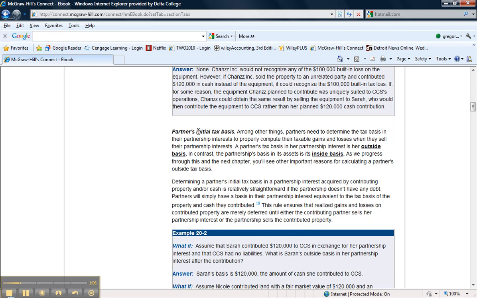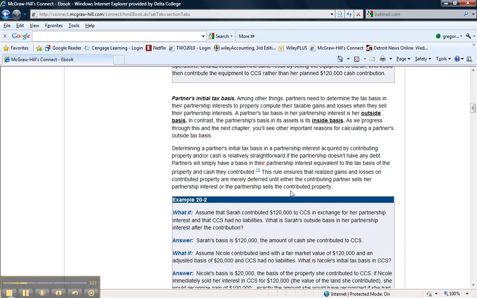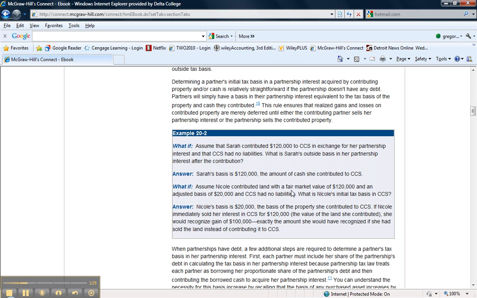Here is where the book discusses the partner's initial tax basis. Their basis in the partnership is called outside basis. The partnership's basis in its assets is called inside basis. We distinguish between those two because there are two different calculations that go on. We're primarily concerned with the partner's outside basis in this chapter, so that's what these next several situations are all about.